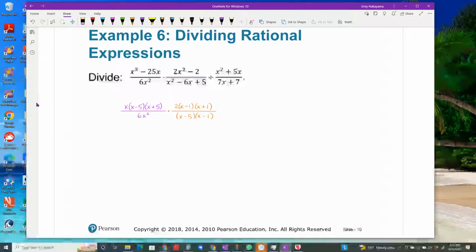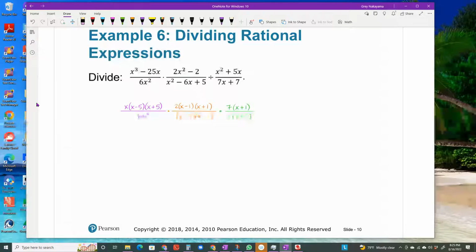And then I come to divide, so this time I'm going to multiply by the reciprocal. So when I factor 7x plus 7, I'm going to take out a common factor of 7, leaving me with x plus 1, and I'm going to write it on the top. And then on the top, x squared plus 5x is going to be x times x plus 5.